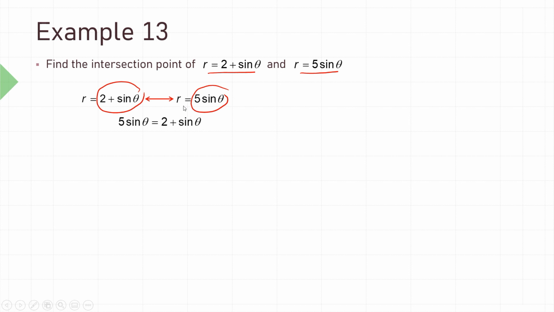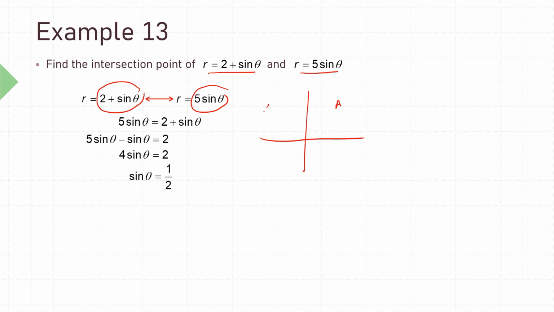Simplifying this, you bring this sine theta to the left side, so we have negative. We simplify, we get 4 sine theta equal to 2, then sine theta equal to half. When sine theta is equal to half, using your basic angle, theta is equal to 30 degrees. This is ASTC, so this is 30 when sine is positive. The angle is from this to this, and another one is from that to that. So we will have theta equal to pi over 6 and also 5 pi over 6.